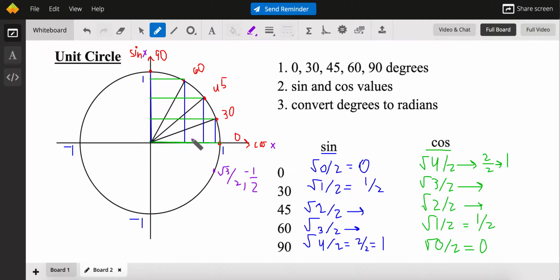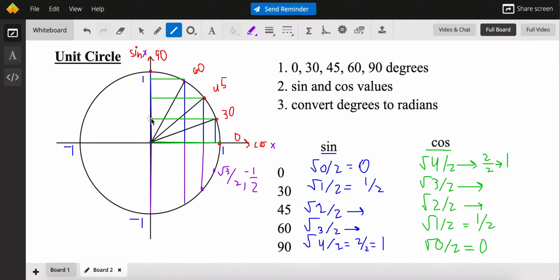Same thing here. This point down here, if you just drop a straight line, it'll have the same width as cosine 45, which is radical 2 over 2, but the height is negative, so it'll be negative radical 2 over 2. Same thing here. If you drop a straight line, same width as cosine 60, which is 1/2, but the height is negative, so you've got negative radical 3 over 2. And of course, down here, the height is -1 and the width is still 0. So you can reflect this all over.